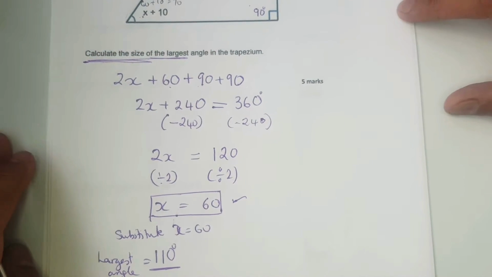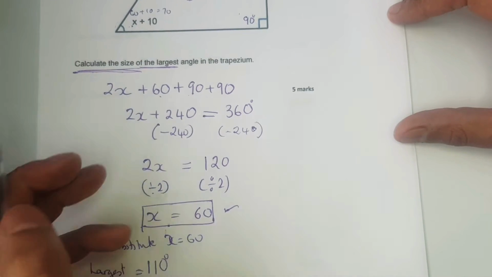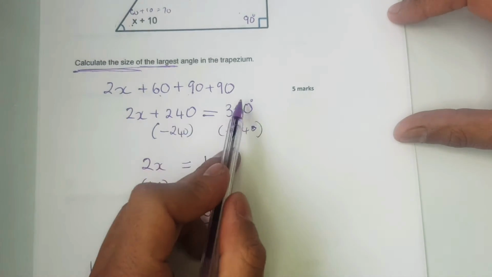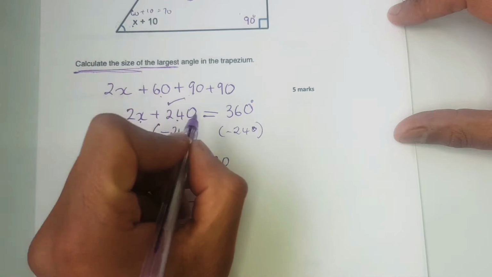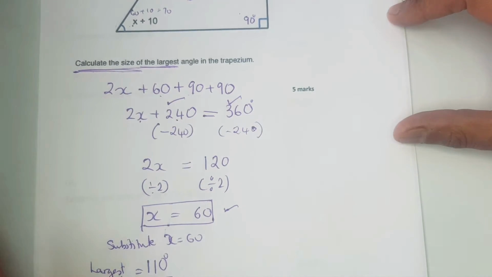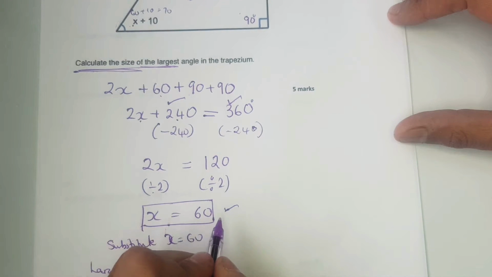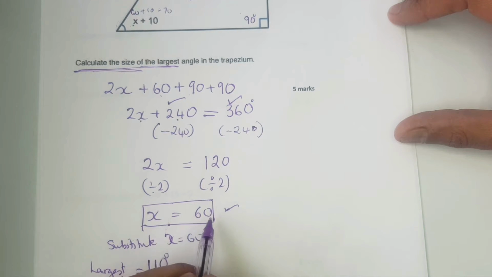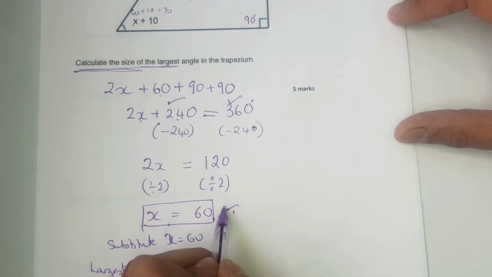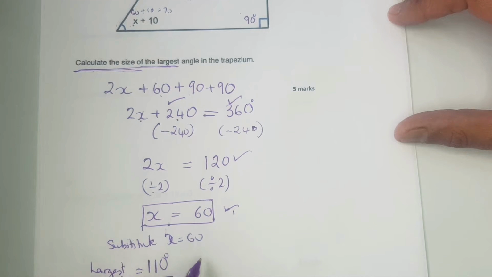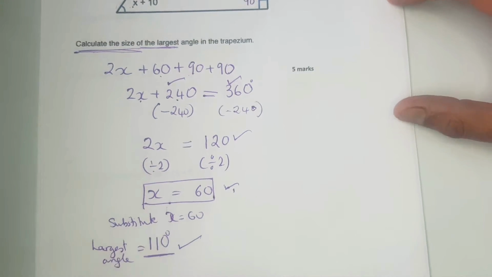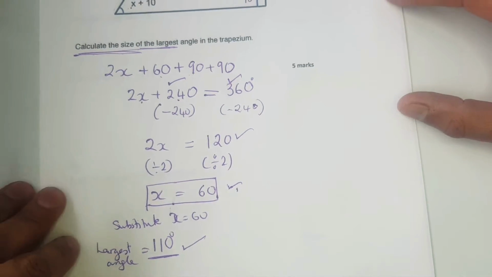This question is worth 5 marks. The first mark is if you collected the like terms together, so you have 2x plus 240. If you equated that to 360, that's your second mark. The third mark is when you've found out what x is, and as long as you've got some sort of working out there, that's your fourth mark. And the last mark is you need to substitute in to find the largest angle, which is 110. So that's 5 marks for question 2.